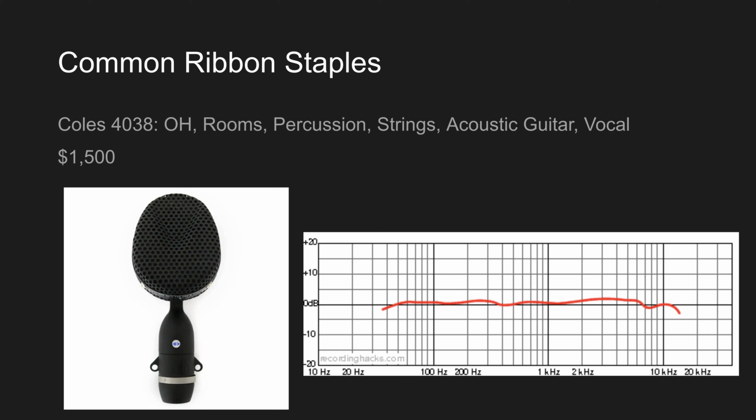The new ones that are made are around the $1,500 to $1,000 price point, and I would love to have a bunch of these. It can get kind of expensive, but here is the frequency response for the 4038. You see it's pretty flat, has good bass response, has that dip that we were talking about, so it's a little darker, but it has a high mid bump.